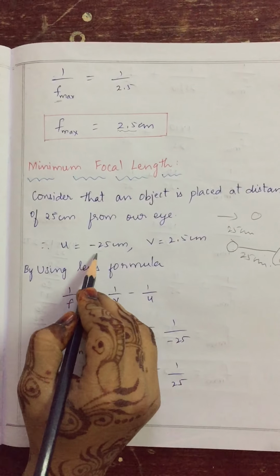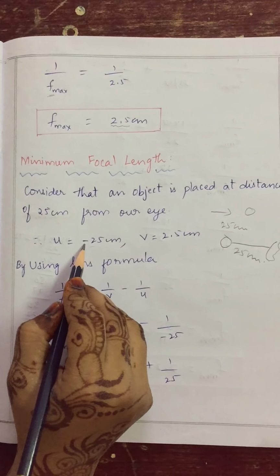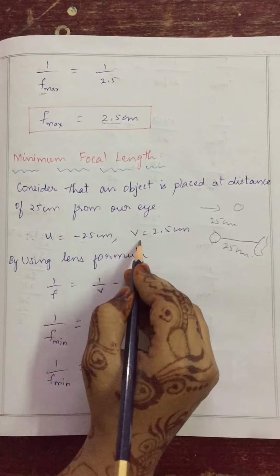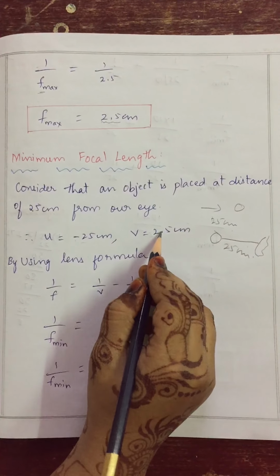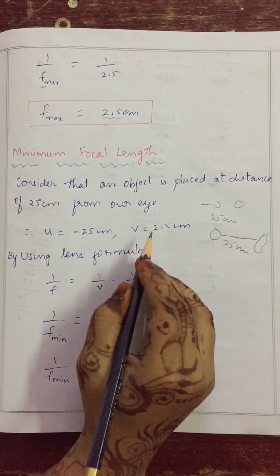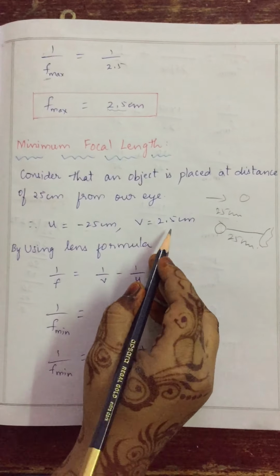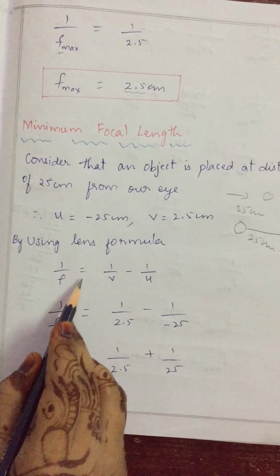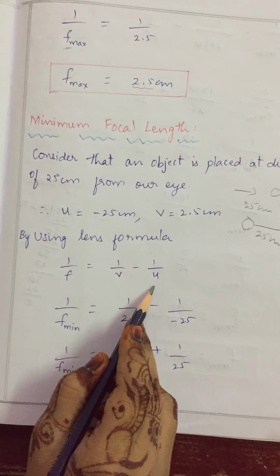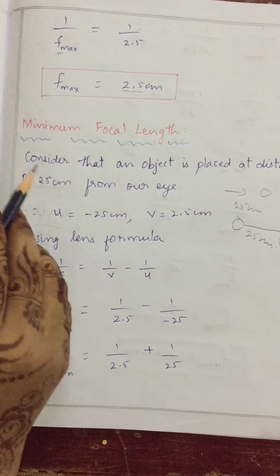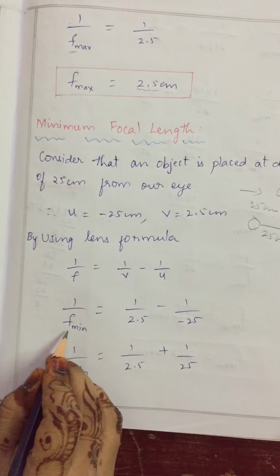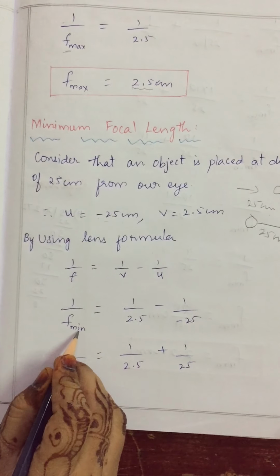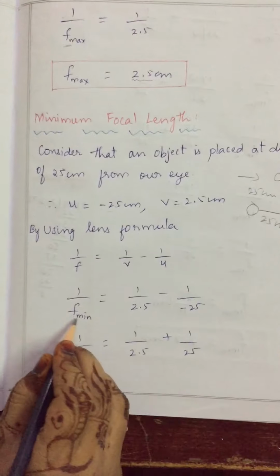That I have taken as object distance, and as per sign convention, that's why minus. And v is nothing but the image distance, 2.5 centimeter, because the distance between lens and retina is 2.5 centimeter. Again we have to use the lens formula: 1 by f equal to 1 by v minus 1 by u. Here we are finding the minimum focal length, that's why I have written f min. Clear, children? That means for minimum focal length.